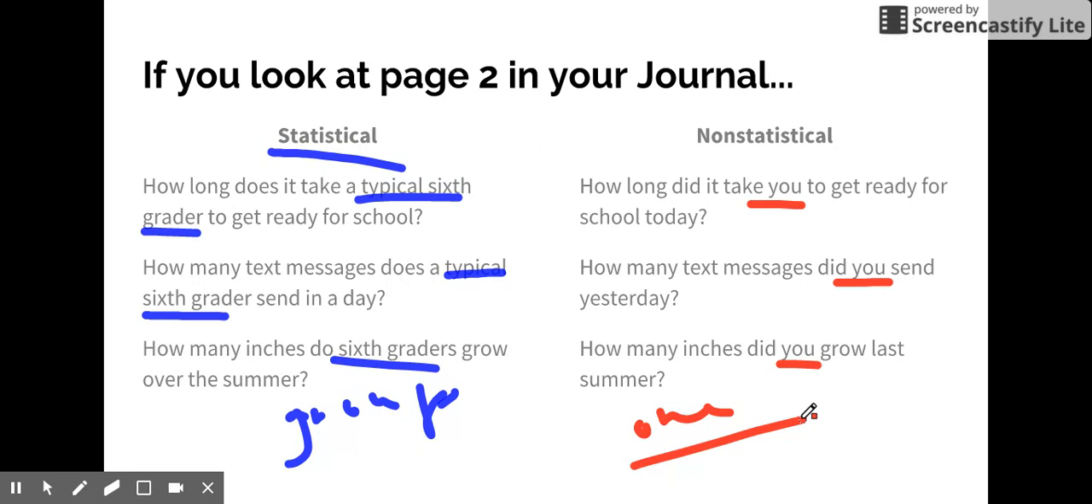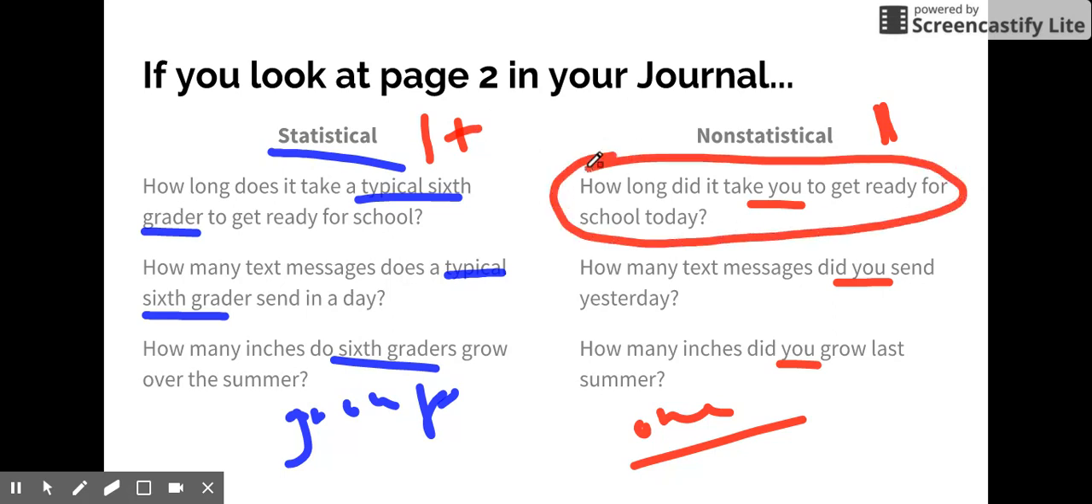The other thing that we talked about is that it would have one answer only on non-statistical and more than one on statistical. So if you think about it, if I asked you the question, how long did it take you to get ready for school today? Would you give me one number or multiple numbers? You're going to give me one number. You're going to look at me and go, took me 5 minutes. Took me an hour.